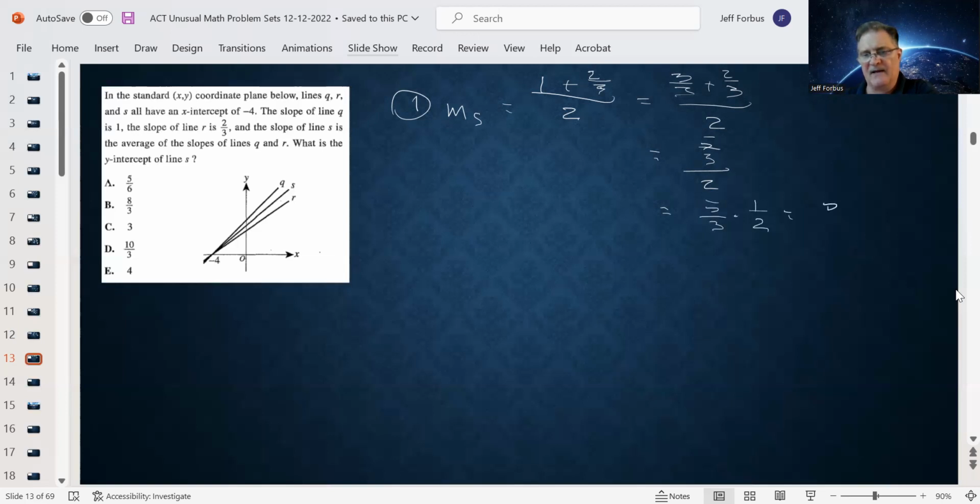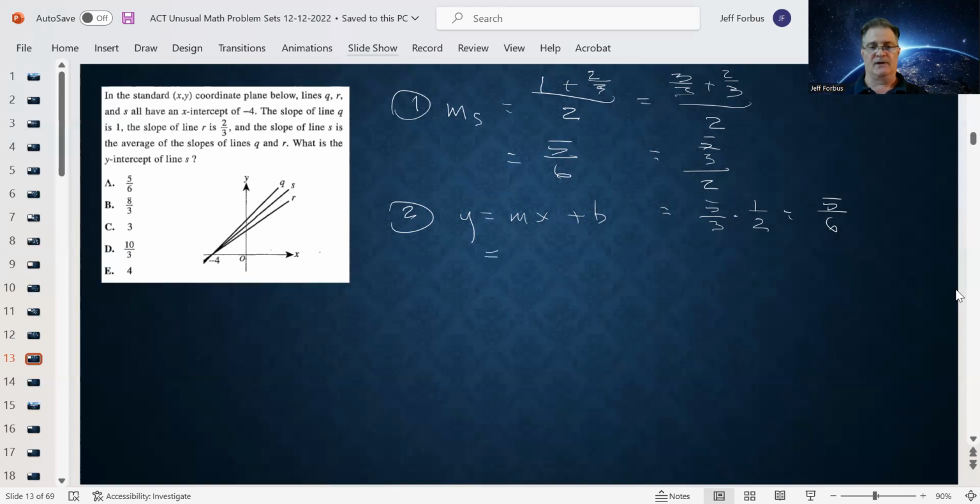So that becomes 5/6. So now we know the slope for line S is 5/6. Second thing that's going to be useful. Remember this equation, y is equal to mx plus b. Very, very useful, and I'm going to tell you, you are going to see this on the ACT. They always leverage this equation. They always like for you to calculate slopes. So make sure you know on different problems how to calculate the slope.